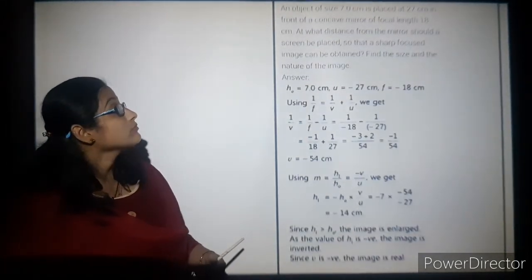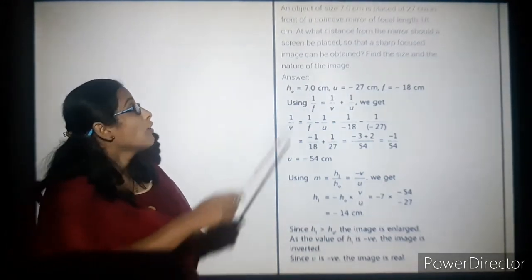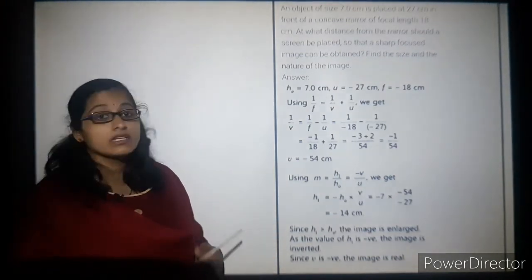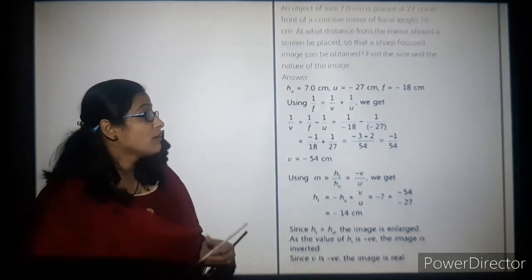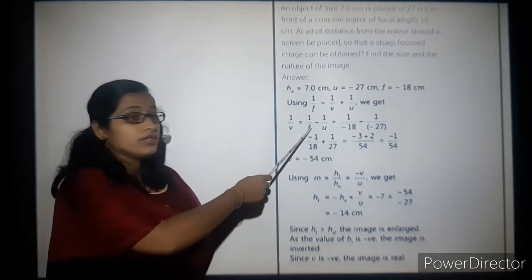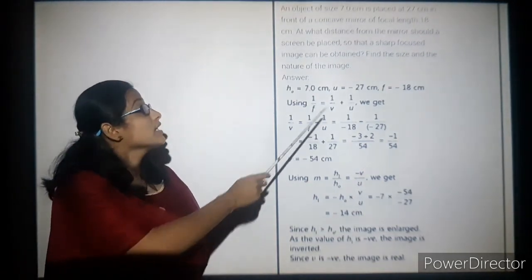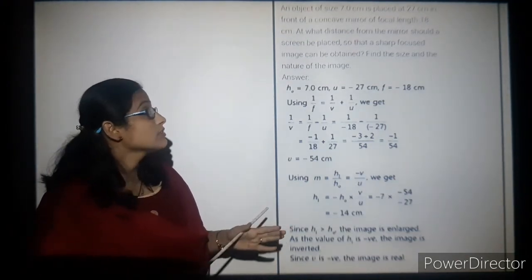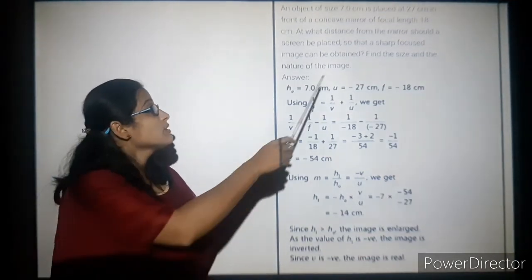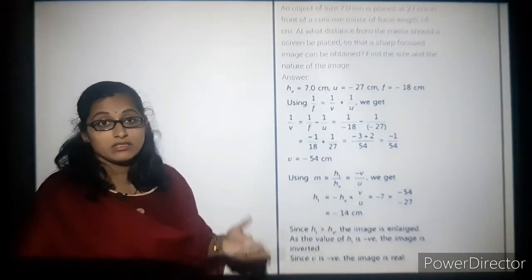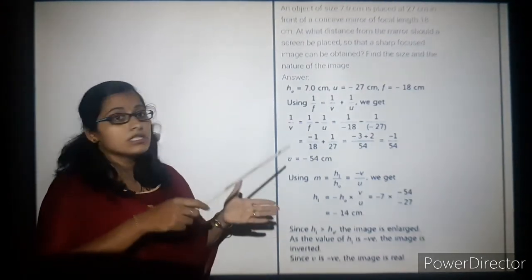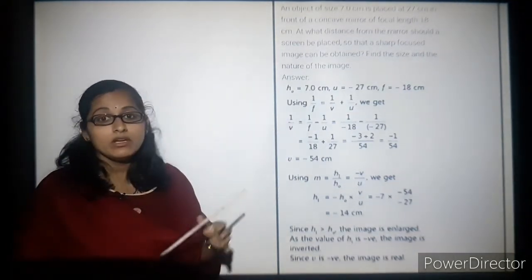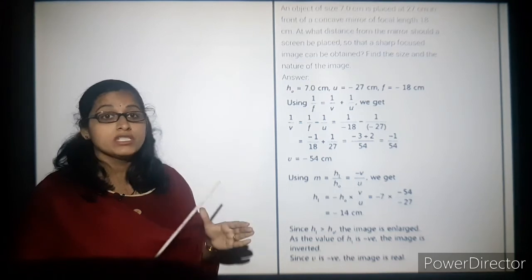So next, an object of size 7 centimeter is placed at 27 centimeters in front of a concave mirror. So you will be having, see here, your formula goes with a negative sign here. A concave mirror of focal length 18 centimeters, and at what distance from the mirror should a screen be placed? You need to place a screen so that a sharp focused image can be obtained.